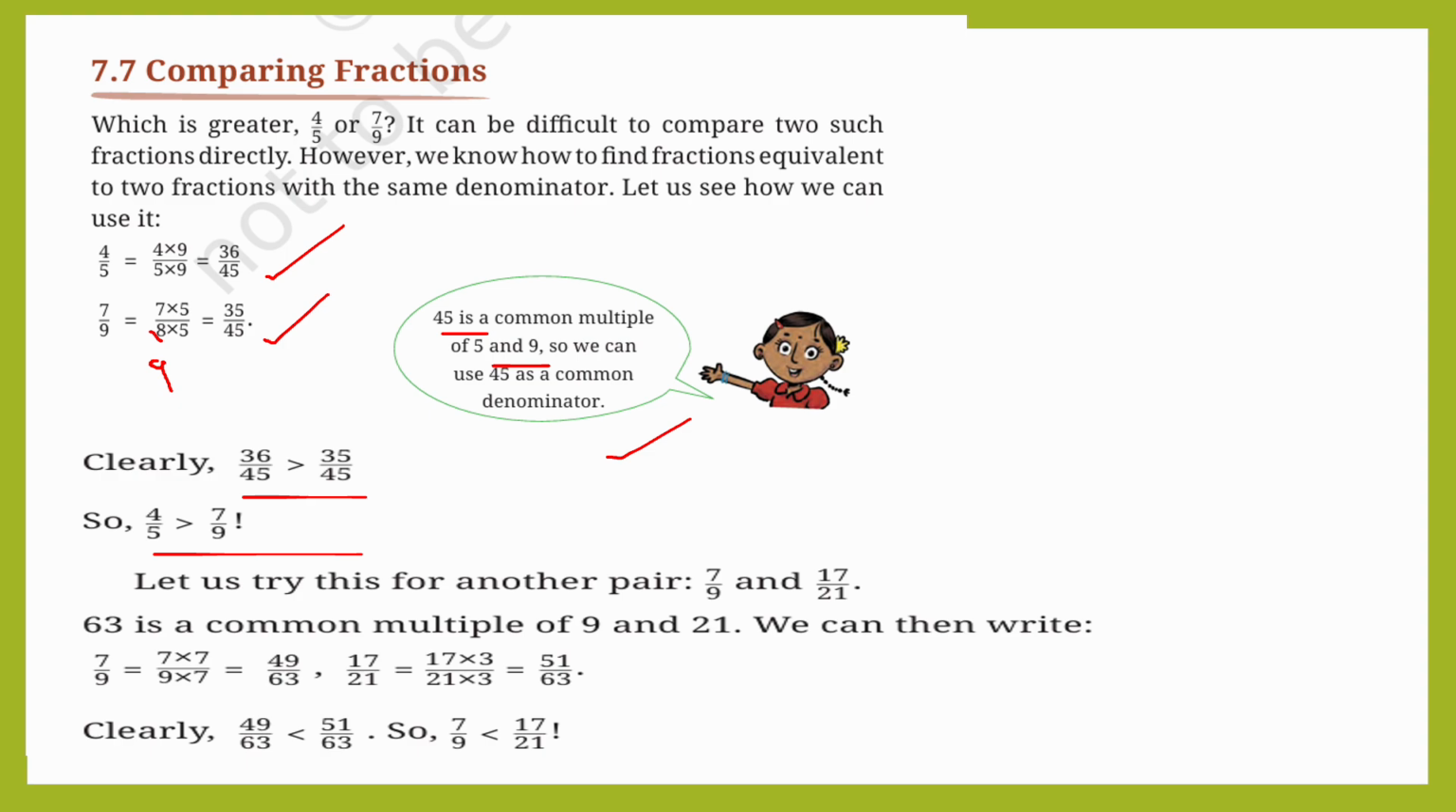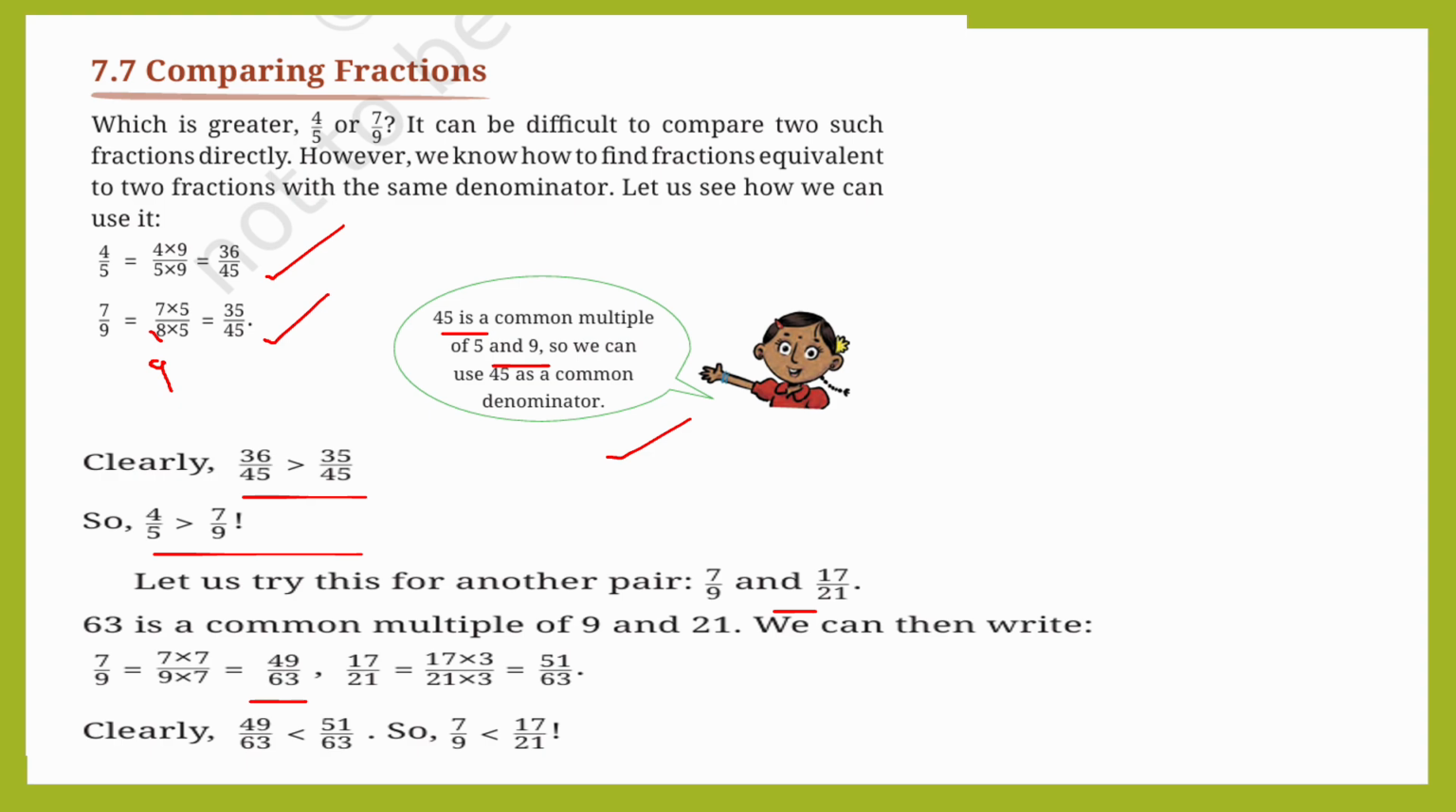Let us try this for another pair: 7 by 9 and 17 by 21. 63 is a common multiple of 9 and 21. We can then write 7 by 9 is equal to, multiply both numerator and denominator by 7. So 7 into 7 is 49, and 9 into 7 is 63. Similarly, 17 by 21, you multiply both numerator and denominator by 3.